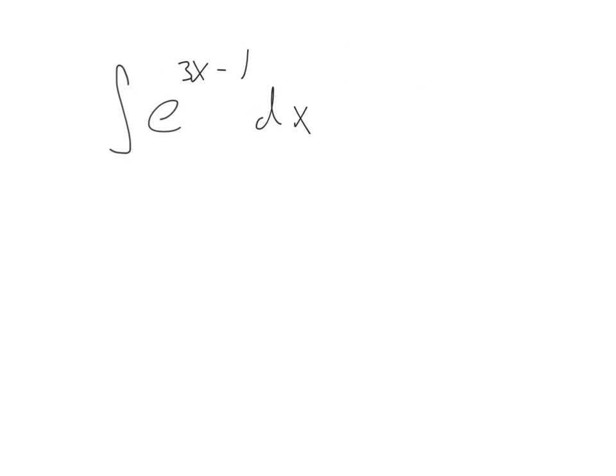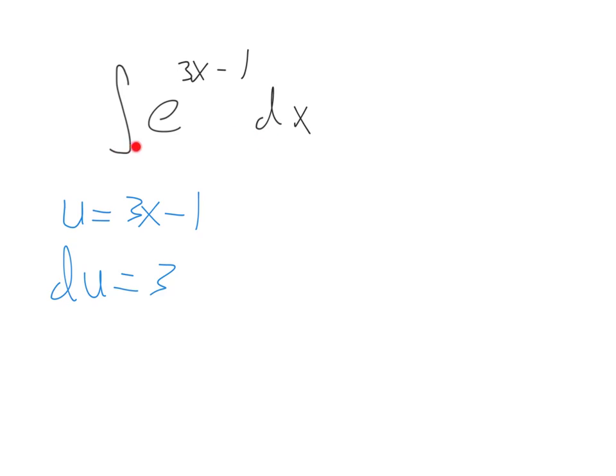If I have the integral of e to the 3x minus 1, well, that's interesting looking. Why don't we take this 3x minus 1 and call it u? Therefore, I now have a du, which is just 3. Okay? Well, do I have a 3 anywhere in this equation?